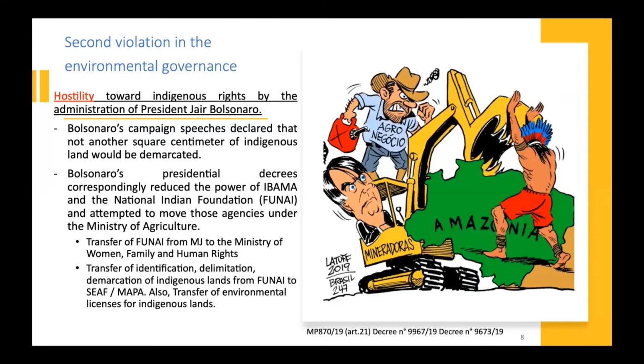And since the beginning, they have tried to reduce the power of FUNAI, the national indigenous agency, and tried to reduce the power of the enforcement agency, IBAMA, and even the other ones like the conservation units agency, ICMBio. And they tried to move specific roles of FUNAI to other ministries, such as the ministry of women, family and human rights, and the other one that sounds more strange, MAPA, the agriculture ministry.